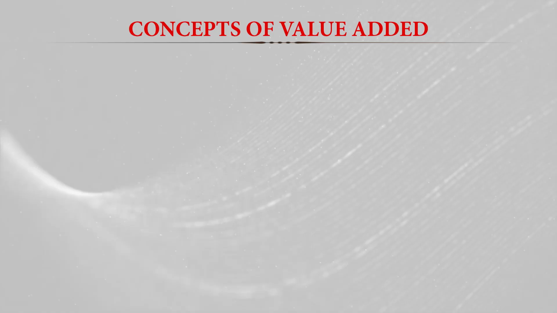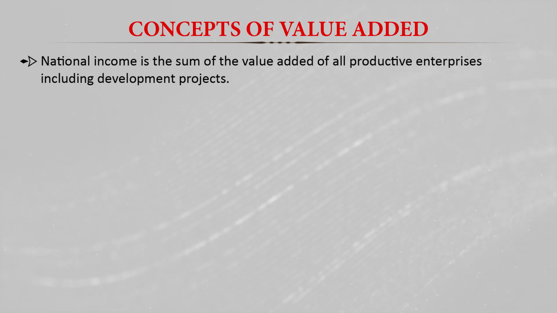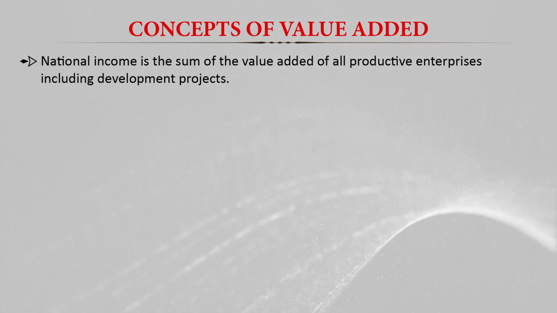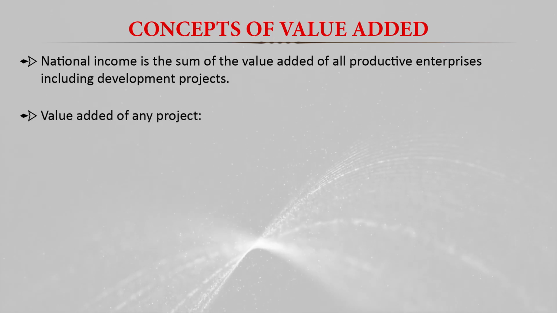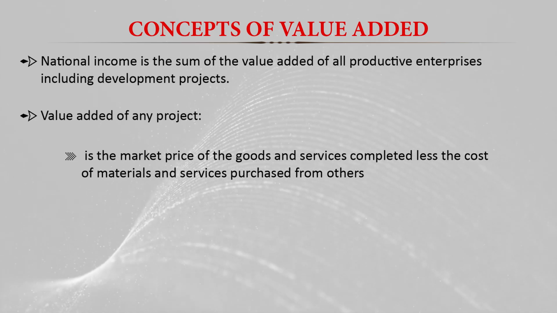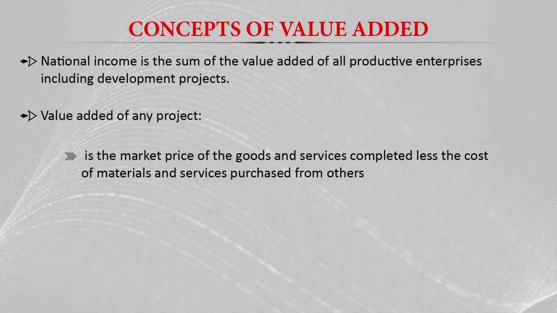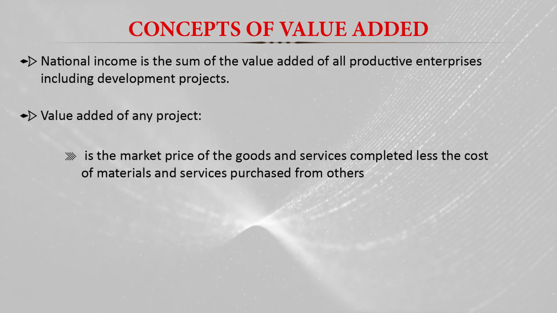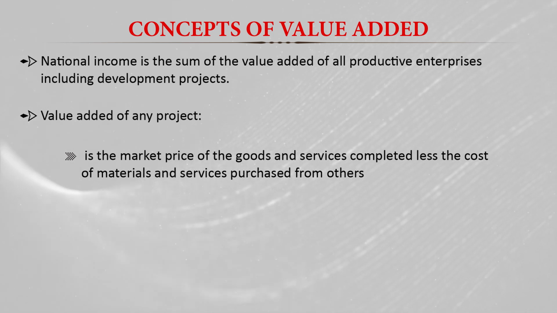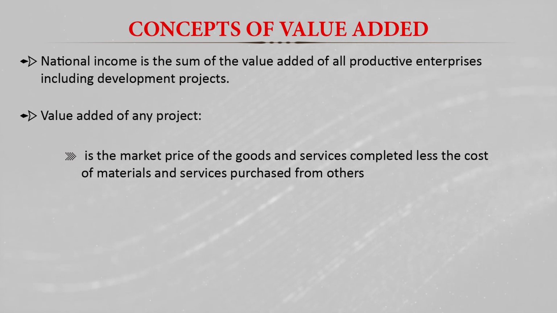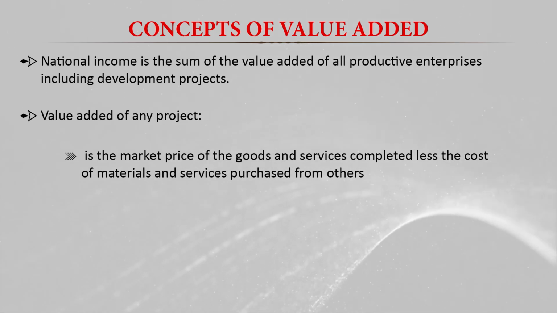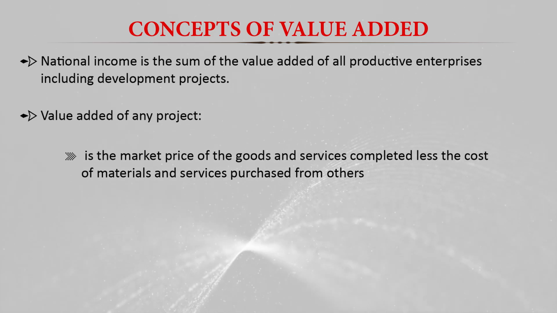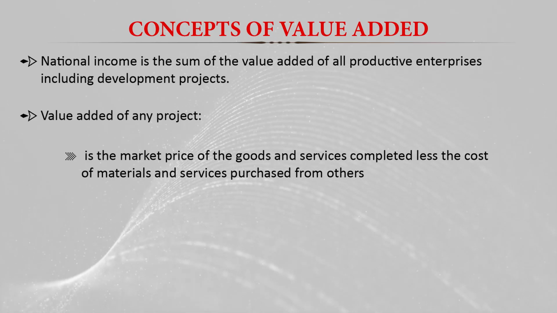And now we'll move to the concept of value added in calculating the gross domestic product, which we are following presently. National income is basically the sum of the value added of all the productive enterprises, including the development of projects. Value added of any project is the market price of the goods and services completed less the cost of materials and services purchased from others. So when there is a production activity, we calculate the value of that production or service at the market price, and when we subtract the cost of the materials or services we purchase from the market, we get the value added of any project.